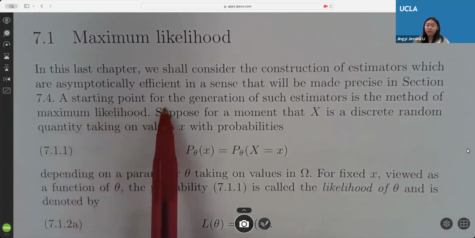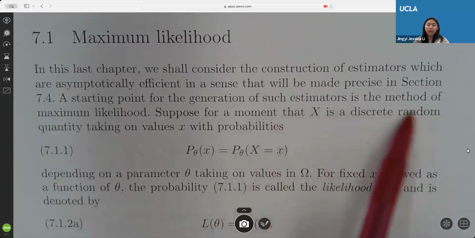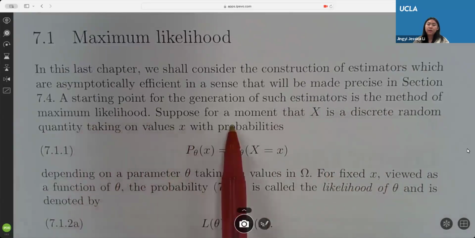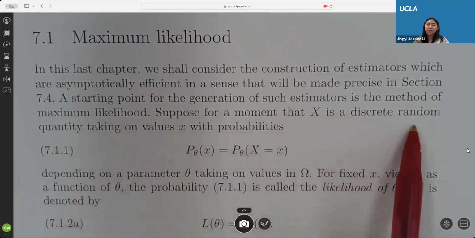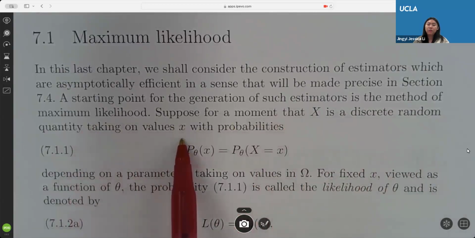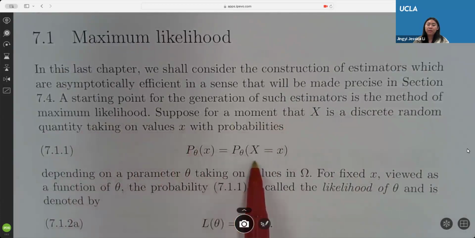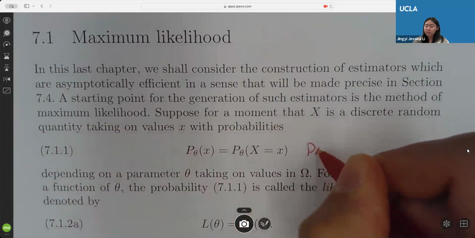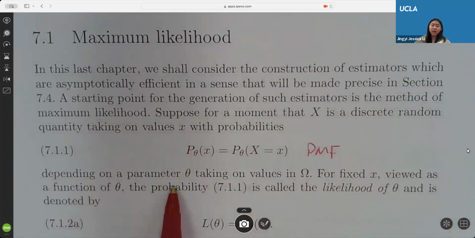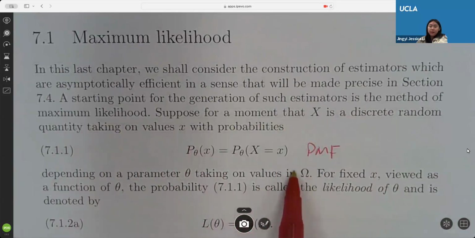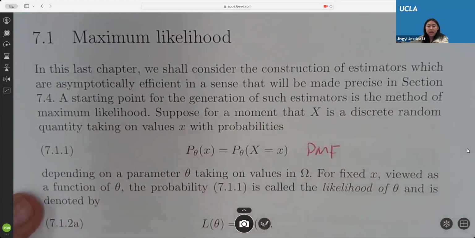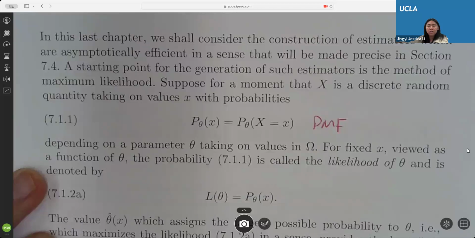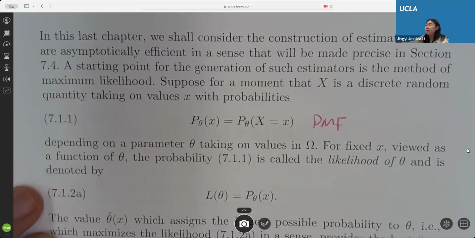A starting point for the generation of such estimates is the method of maximum likelihood. Suppose for a moment that X is a discrete random quantity taking on values x with probabilities, which is what we call the probability mass function, PMF, depending on a parameter theta taking on values in Omega. Omega is the parameter space. So for fixed x, viewed as a function of theta, this probability is called the likelihood of theta and is denoted this way.